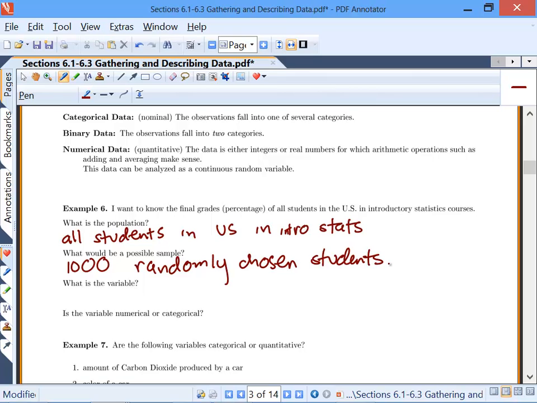Okay. Now, I don't want just any 1,000 students. I do want to make sure that they are still in the U.S. intro stats. So the sample is the actual students. Now my variable, though, I'm interested in the final grades. So my variable itself, the thing I actually measure, is the final grades of the students. And it does say that it is the percentage, so is this variable numerical or categorical? Numerical.